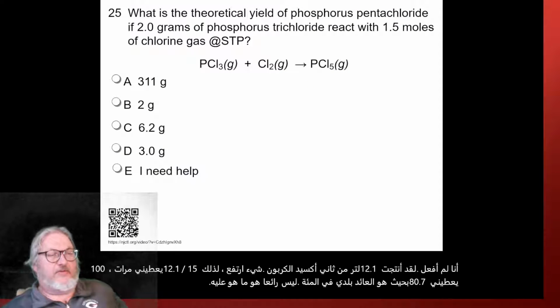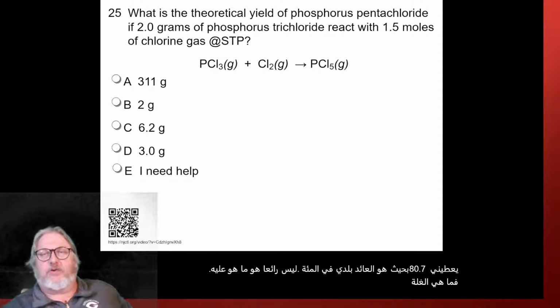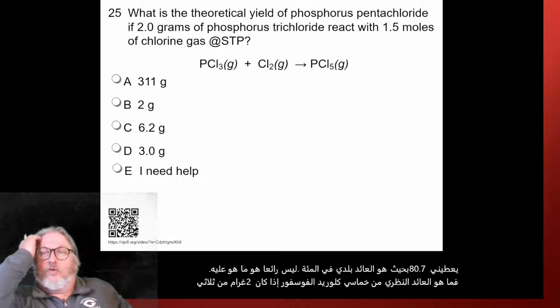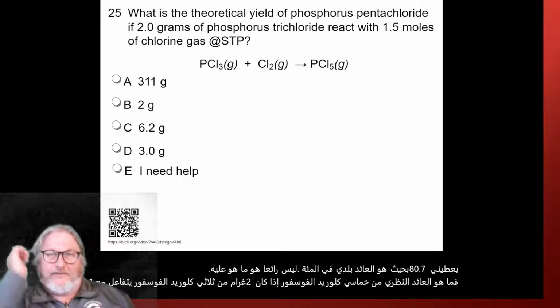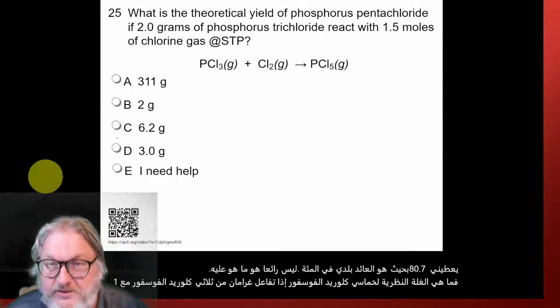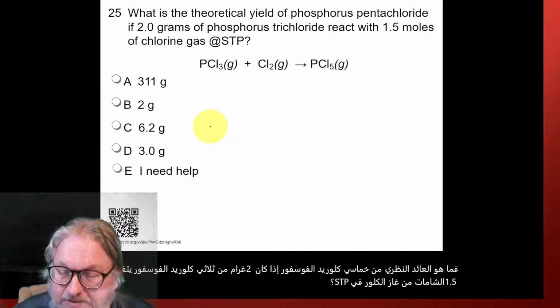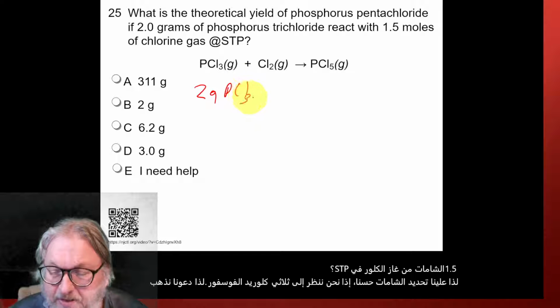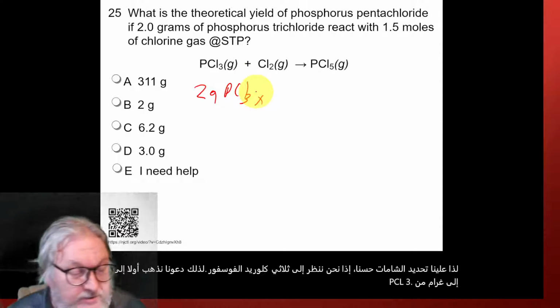So what is the theoretical yield of phosphorus pentachloride if 2 grams of phosphorus trichloride reacts with 1.5 moles of chlorine gas at STP? So we've got to determine our moles. All right, so we're looking at phosphorus trichloride. So let's go first with 2 grams of PCl3. Let's convert that into moles.